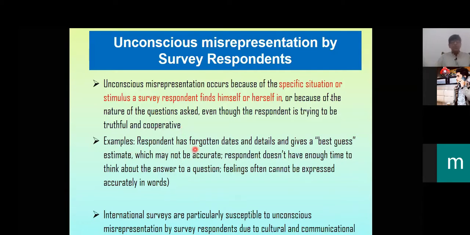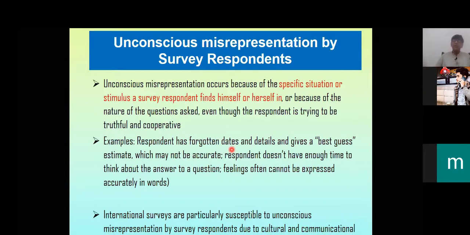For example, the respondent has forgotten the dates. If I ask you, on the same day last month, in your dinner, what did you eat? Now it's almost impossible to answer. So what will they do? Then you will guess it. Sometimes the guess is right and sometimes it is wrong, and the information most of the time is inaccurate.